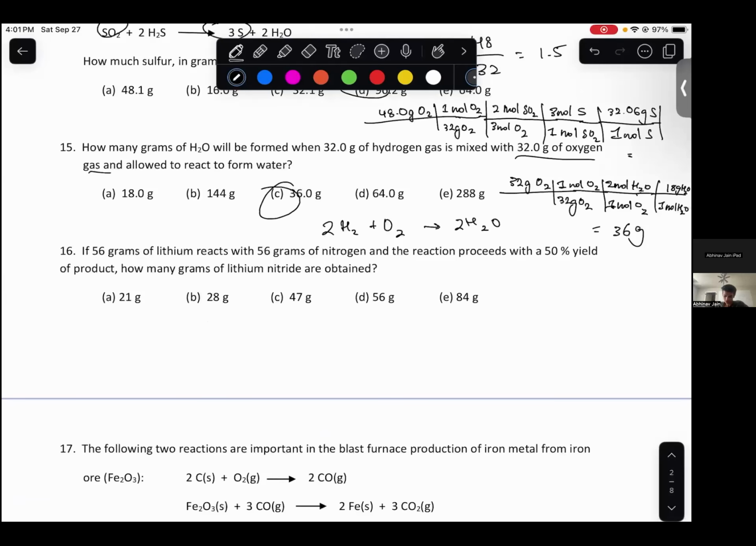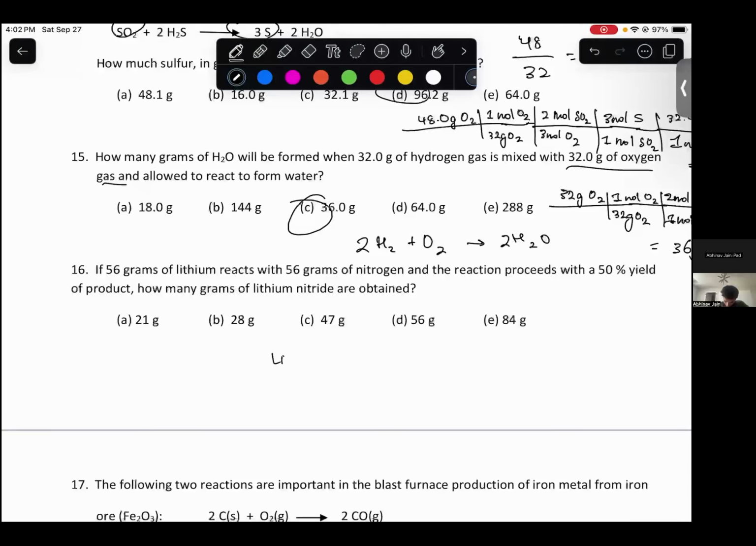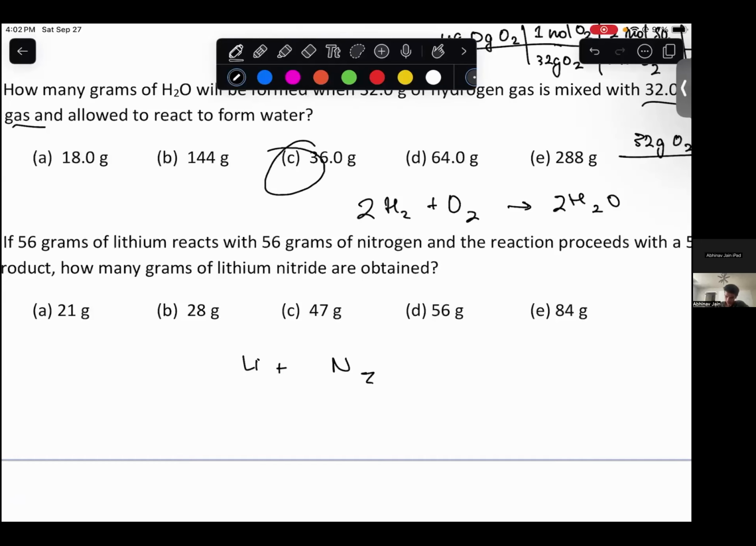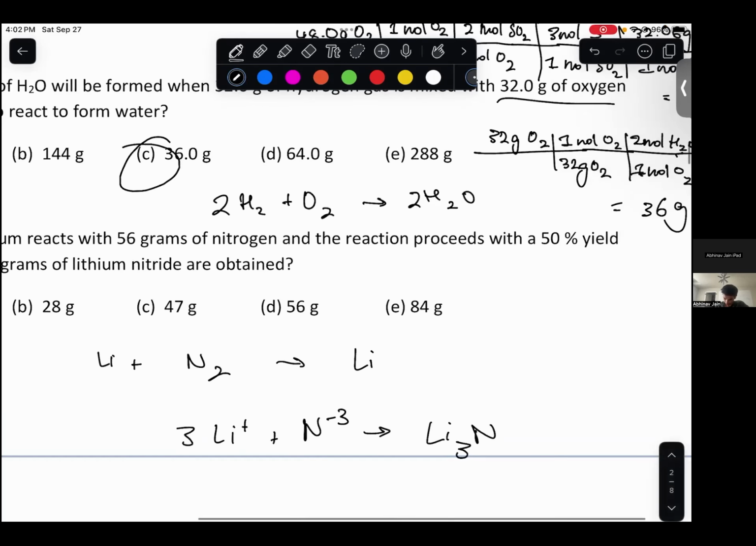16 and 56 grams of lithium reacts with 56 grams of nitrogen. Lithium nitride is obtained. So you have lithium, you have nitrogen. Remember, nitrogen is diatomic, so Li plus N2. It's going to form lithium nitride. Nitride is the N minus 3 ion, lithium is the plus 1 ion. So we're going to need 3 lithiums to form lithium nitride. So it's going to be Li3N.